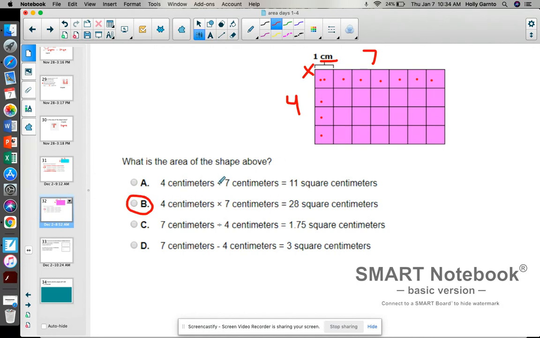Because look at your other choices. We're not adding, we're not dividing, and we're not subtracting when we find area. Okay, if you can't remember what 4 times 7 is, count the squares and look at your answer choices. No, there's more than 11. We don't have decimals, 1.75, and there's more than 3. So the only answer that makes sense is 28 square centimeters.